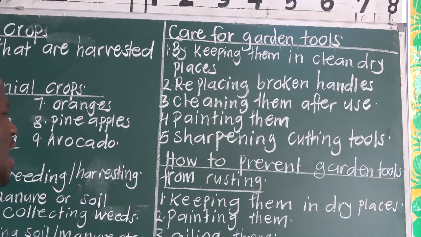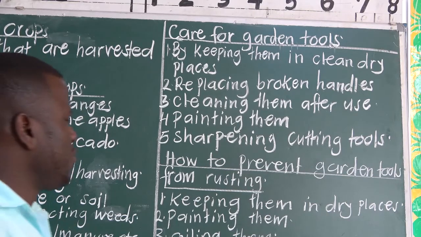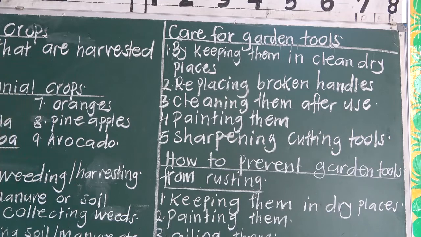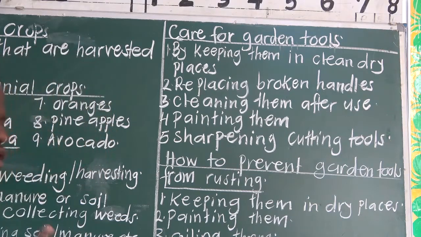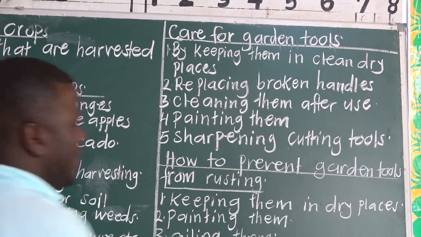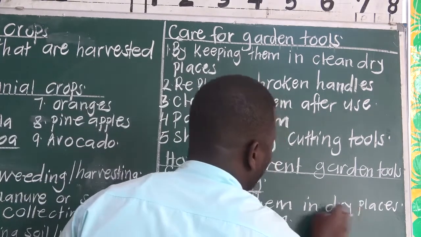Then we have how to prevent garden tools from rusting. How can farmers prevent garden tools from rusting? One, by keeping them in dry places. Don't add the word cool. It should be dry places. The marking point is on the word dry.